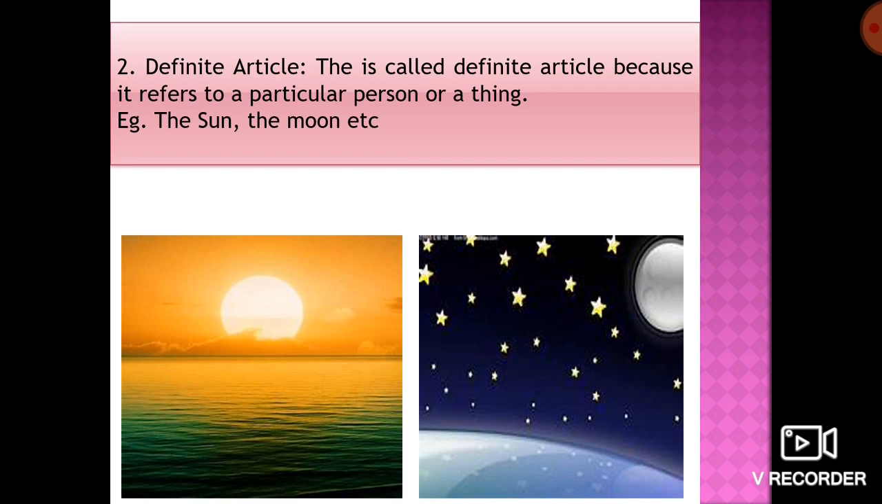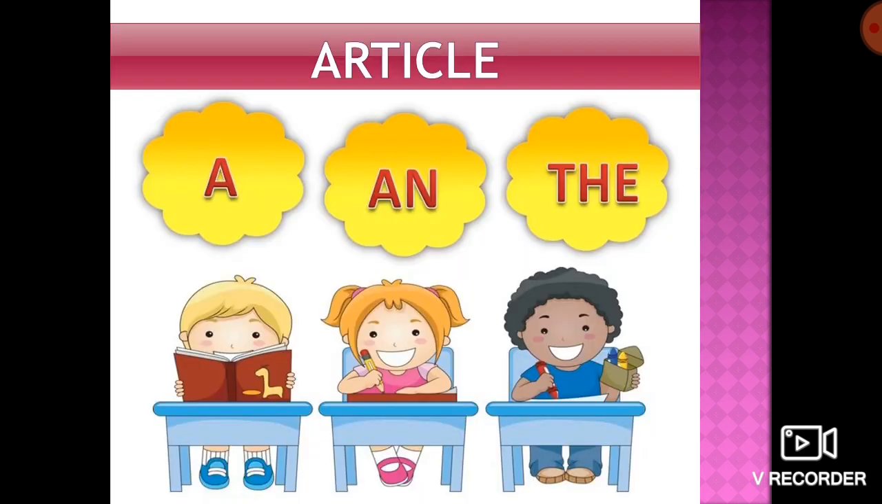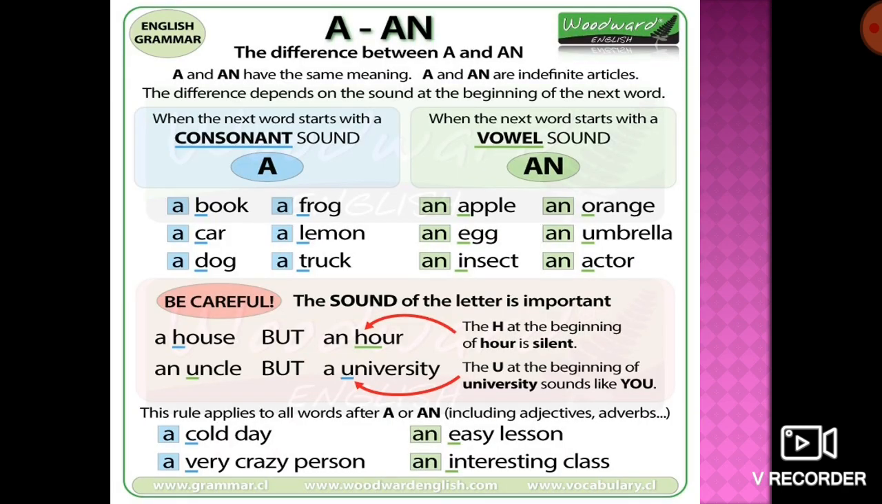Now let's move to definite articles. The is called definite article because it refers to a particular person or a thing. Now we have 2 examples. First is the sun, second is the moon because these are particular things. Now let's move to another slide. Here we can see articles are of 3 types. First is a, second is an and third is the. Now let's know where a and an are used and what is the difference between a and an.